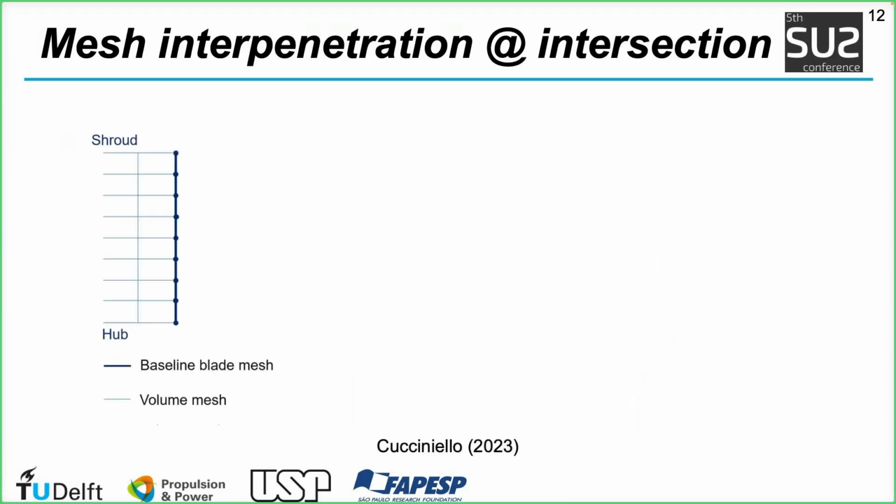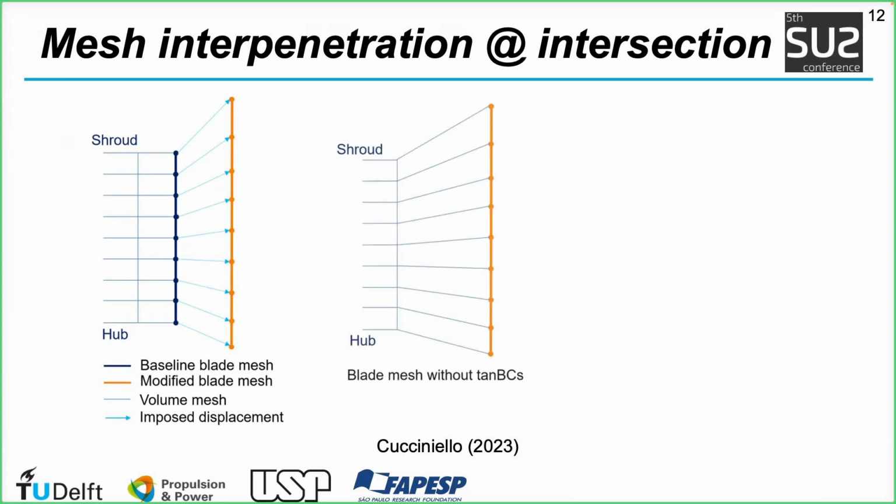And why was this happening? Suppose we start with a baseline blade mesh. We have our volumetric blade mesh, and we have our hub and our shroud. During an optimization step, the blade points are moved to the orange line over there. But you can see that after the deformation, at some points, the points are below the hub or above the shroud. And this is not desired. We would like to make the blades consistent with the hub and the shroud.